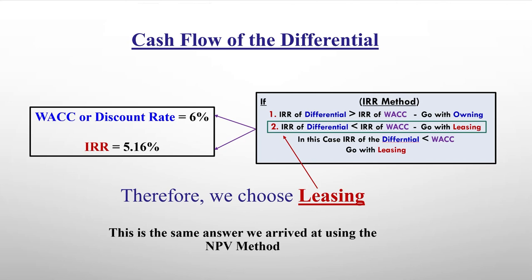So as we mentioned before, if the internal rate of return of the differential is less than the weighted average cost of capital or discount rate, then we go with leasing. And it makes sense. However, if this internal rate of return was like 6.5%, then our money in our building would make more money than if we were to borrow from a bank, or if the discount rate was 6%, or if our weighted average cost of capital was 6%. Being that our internal rate of return is less than the discount rate, we will make the decision to go with leasing option.